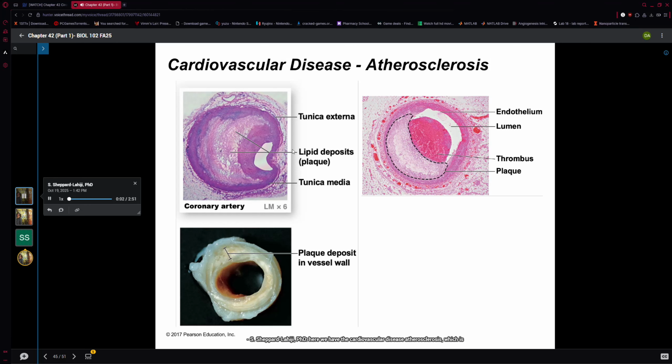We have the cardiovascular disease atherosclerosis, which is essentially the accumulation of lipid deposits. And these lipid deposits or plaques will degrade the arterial wall, and they can begin to obstruct the lumen or the opening of the vessel. And this can really have dangerous consequences when it comes to effective blood flow.